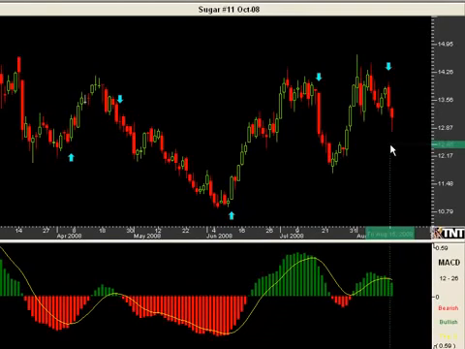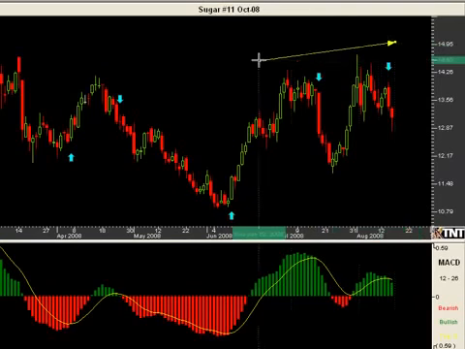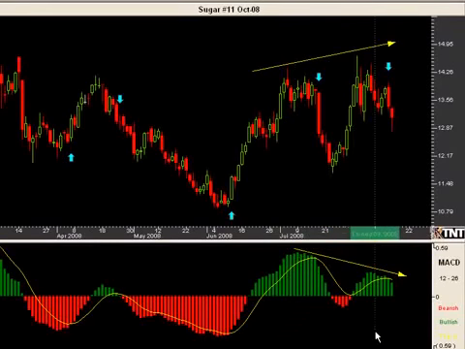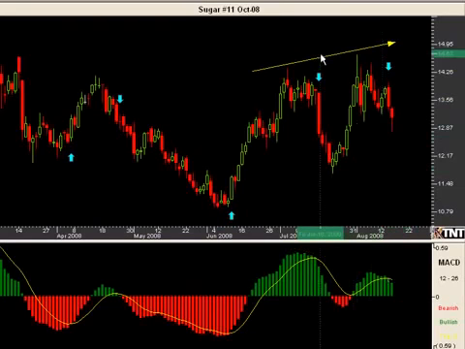MACD is also good at picking out divergences. Divergence is when one thing is happening in the indicator and another thing is happening on your prices. For instance, here prices were still heading higher, and yet on MACD the indicator was heading lower. That's divergence. And when you have price divergence with your indicator, the indicator will almost always win out.